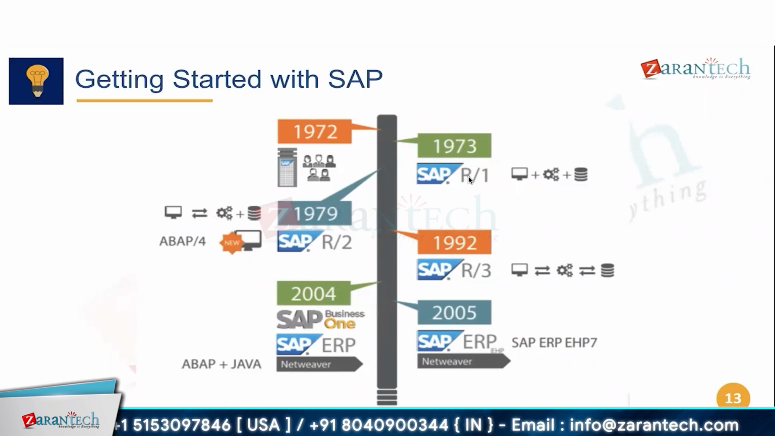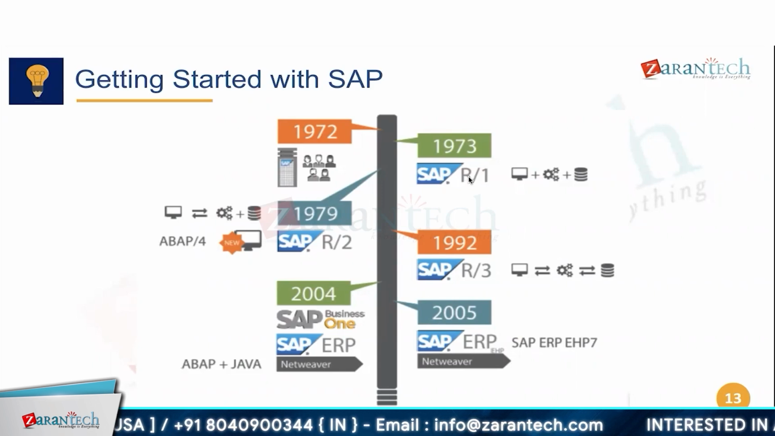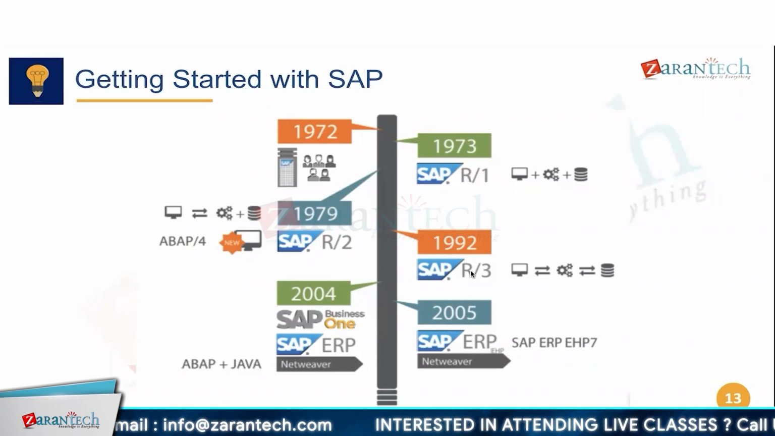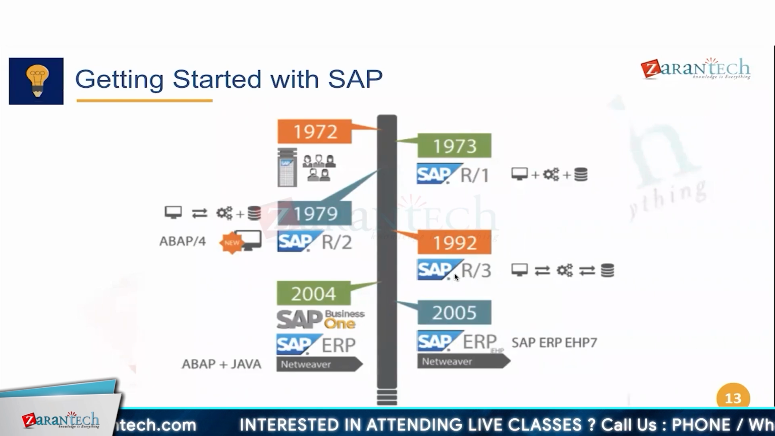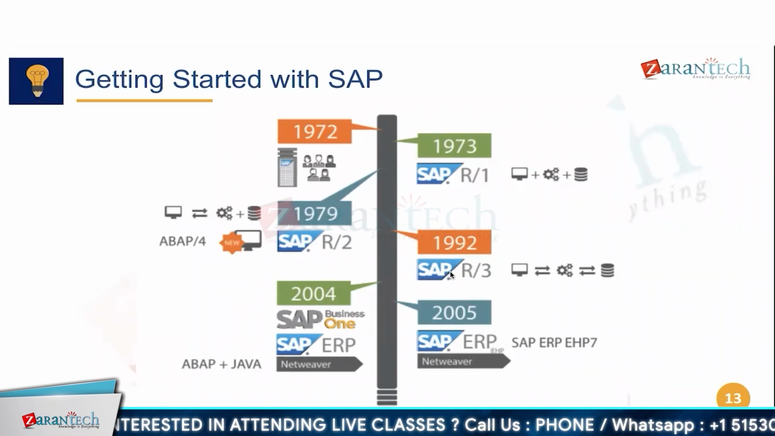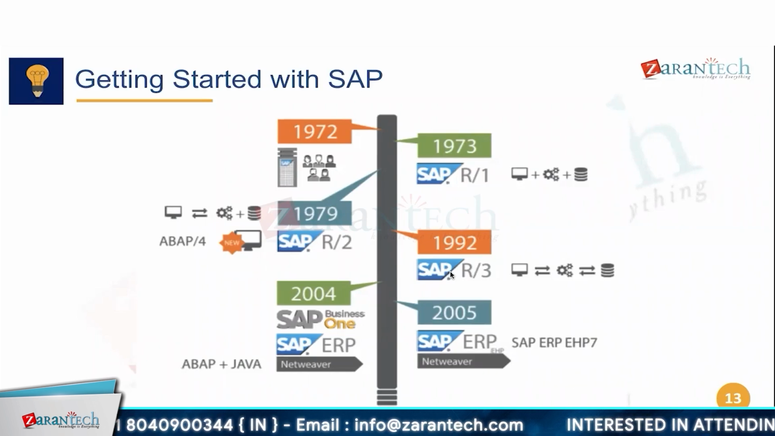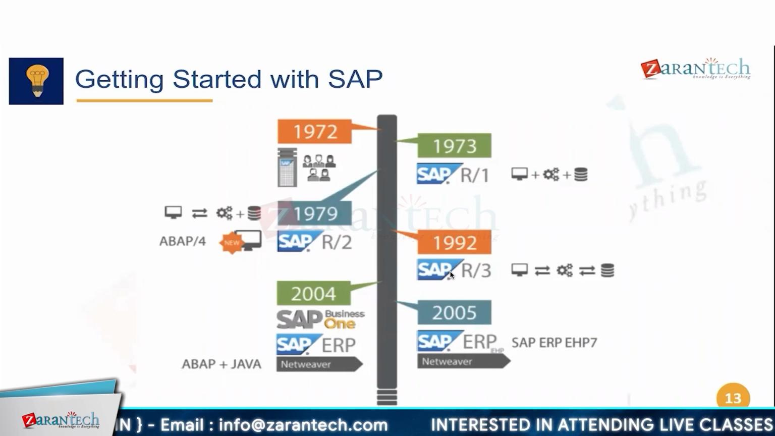Does anybody know what R stands for? You hear R1, R2, R3. R stands for real-time, as I said in the magic book chain example. John has expanded his business to four cities, but he's getting real-time data. What are my sales? What is my procurement? What is my warehouse data? Everything he can log into the ERP system and look at. That's why it's called real-time.